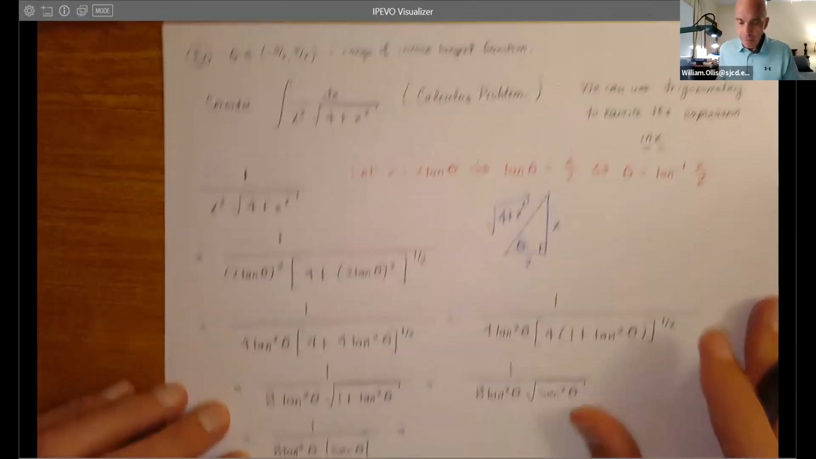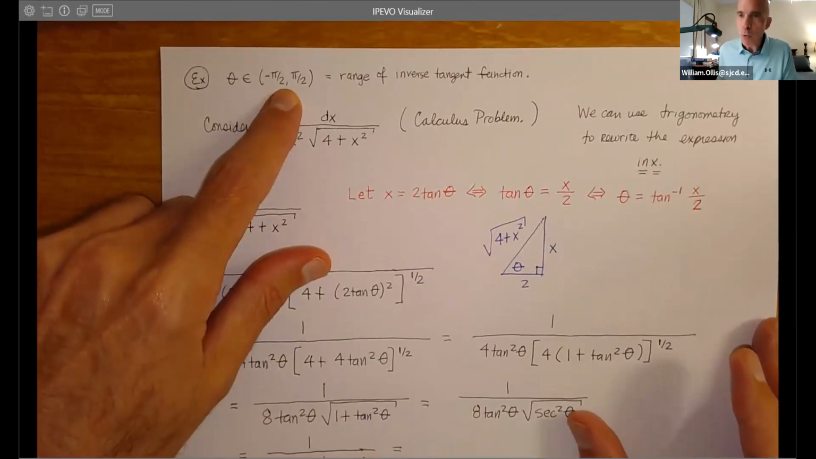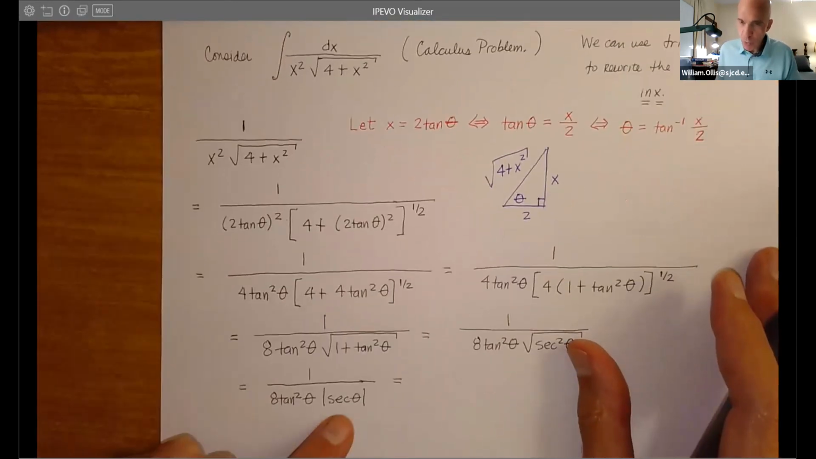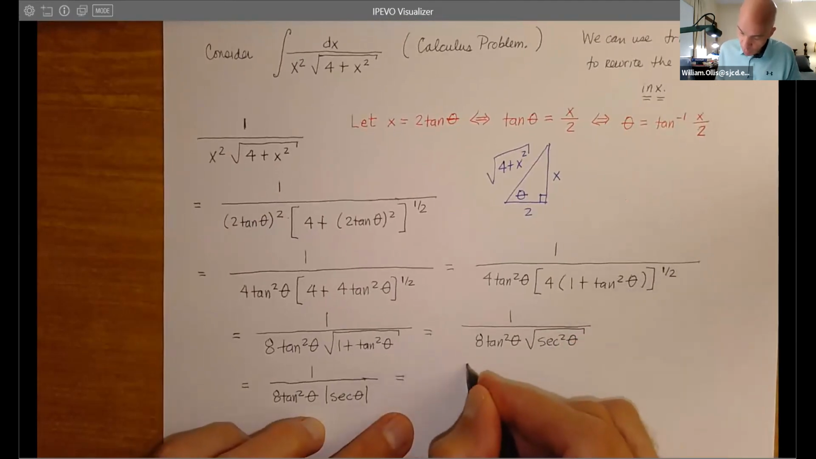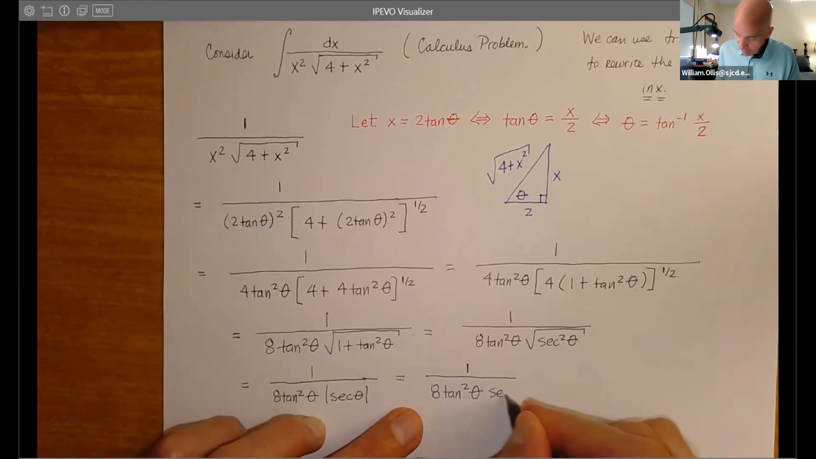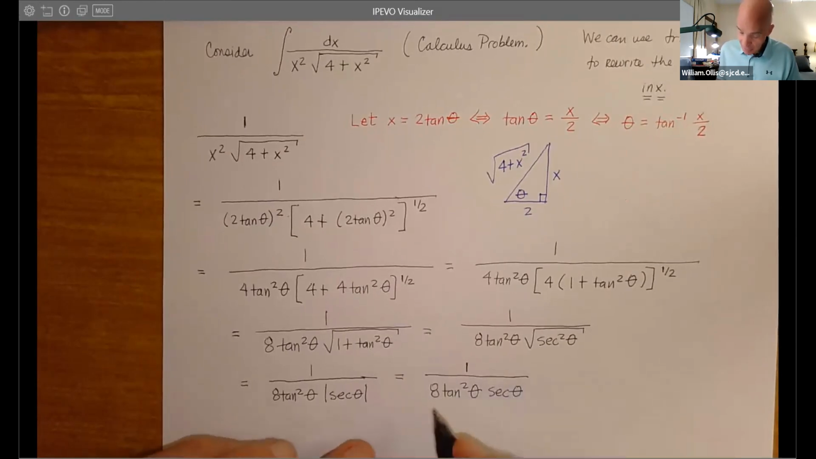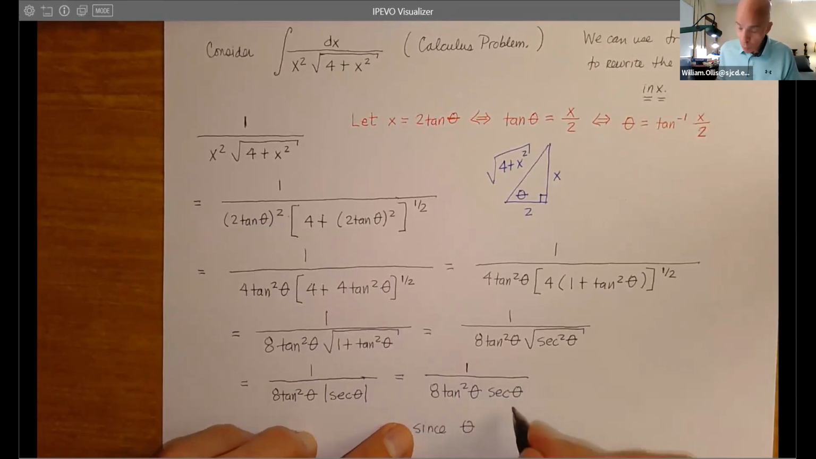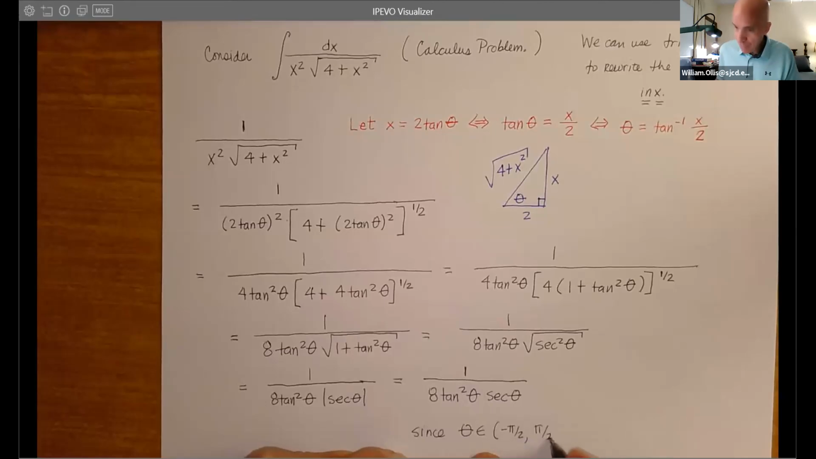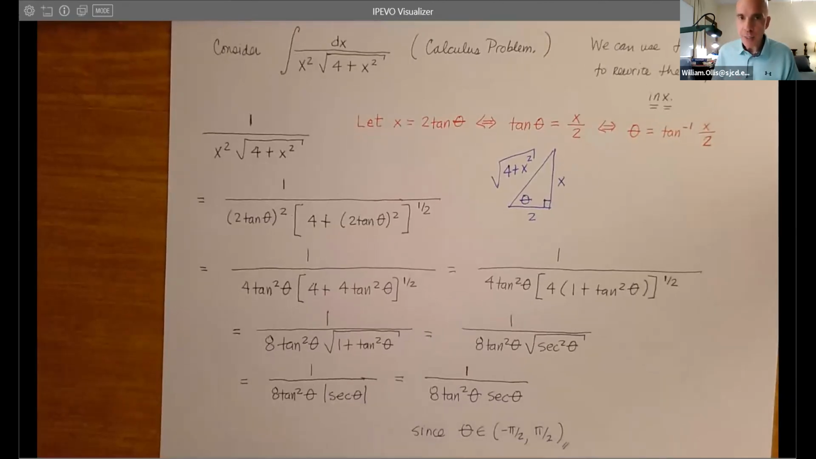But now, theta is in the 4th quadrant or the 1st quadrant where the secant is positive, x is positive. So we can just write secant here. So this gives us 1 over 8 tangent squared theta times secant theta. In this case, since theta lives in the 1st and 4th quadrants where the cosine and the secant are positive, this particular transformation is actually user-friendly.